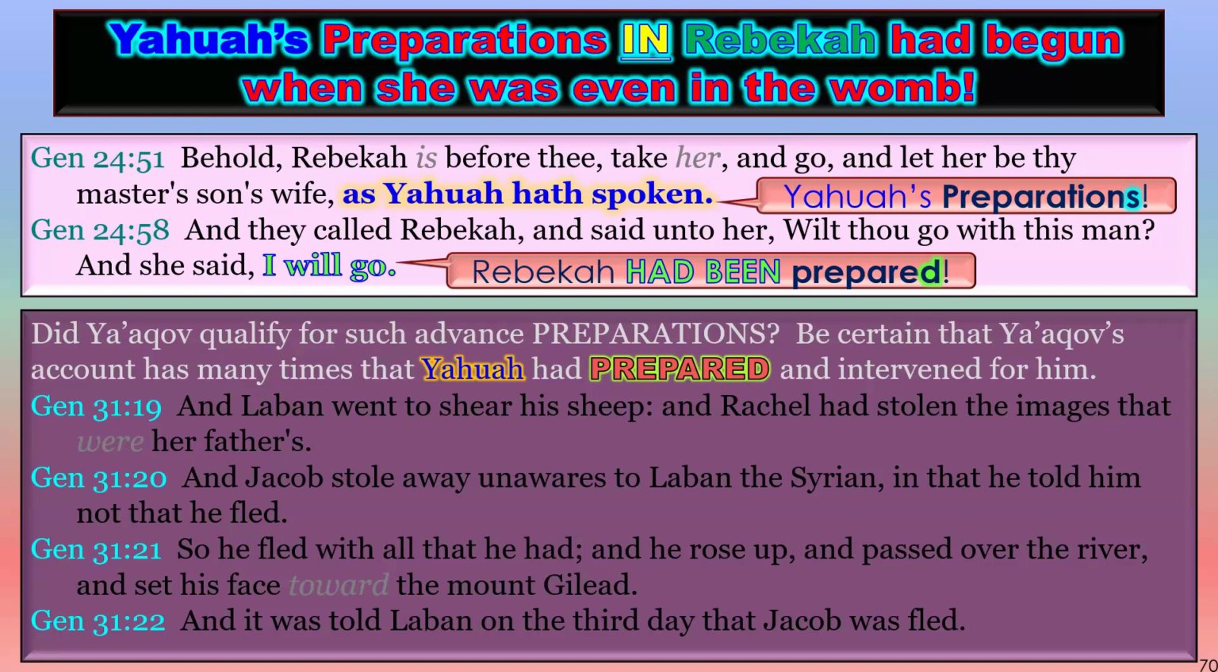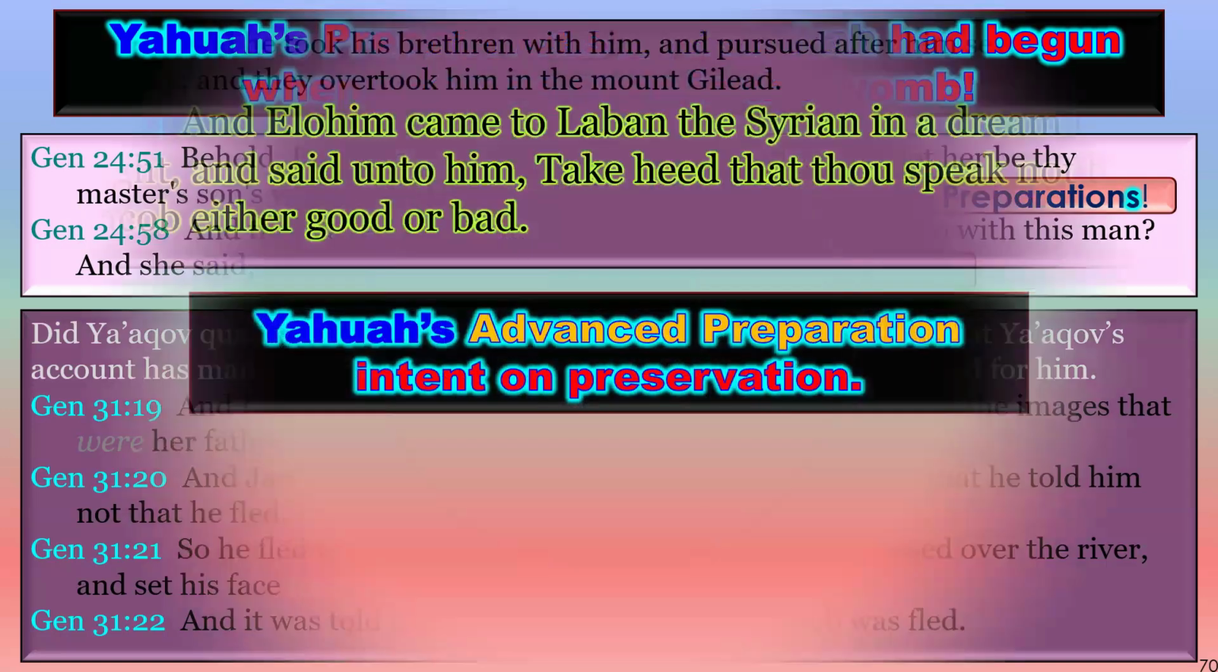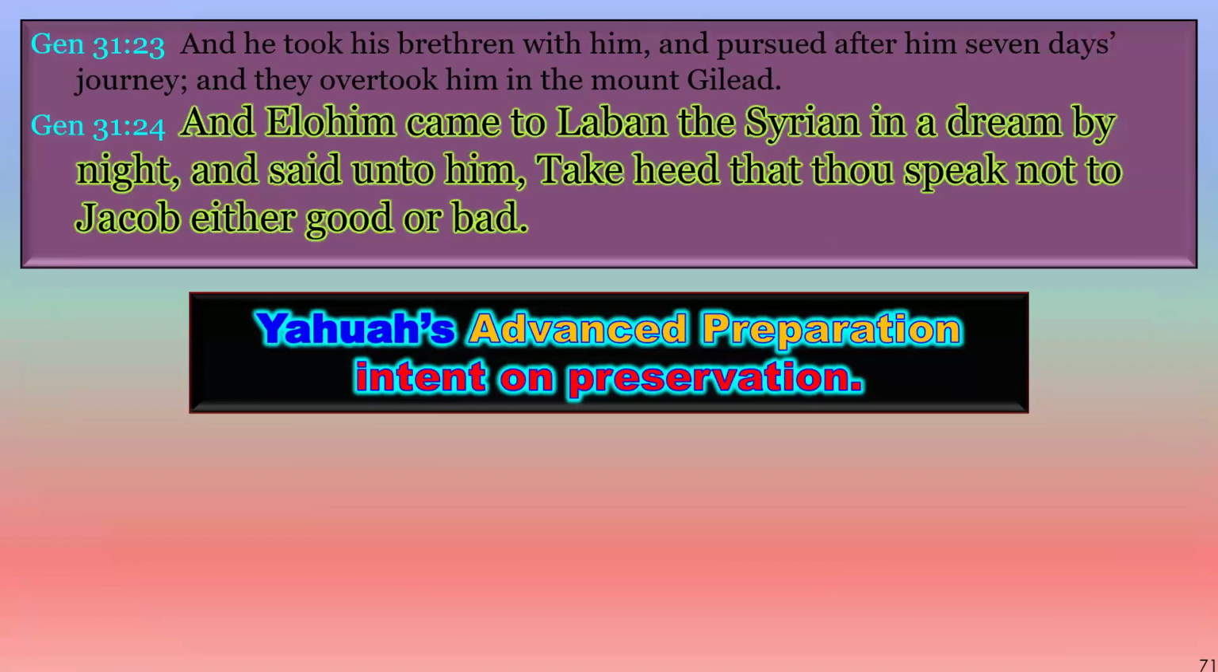And it was told Laban on the third day that Jacob was fled. And he took his brethren with him and pursued after him seven days' journey. And they overtook him in the Mount Gilead. And Elohim came to Laban the Syrian in a dream when? By night, and said to him, take heed that thou speak not to Jacob either good or bad.